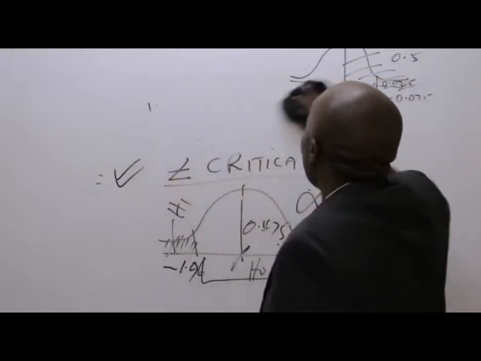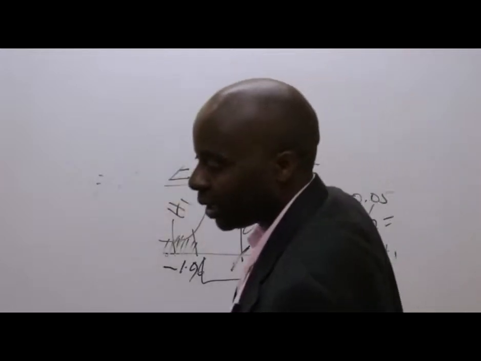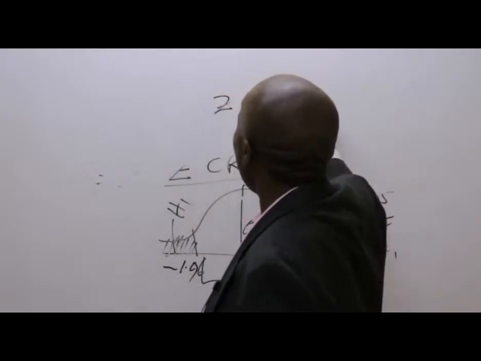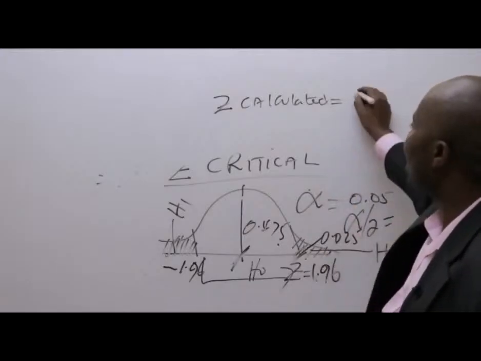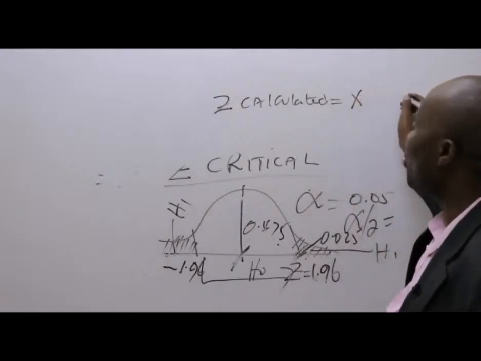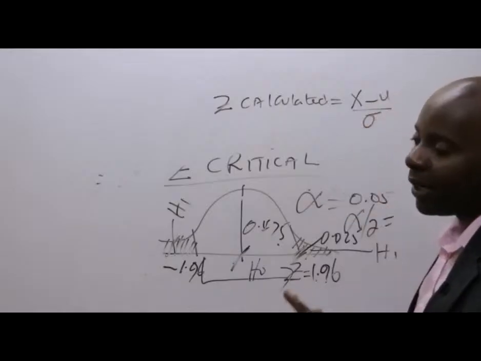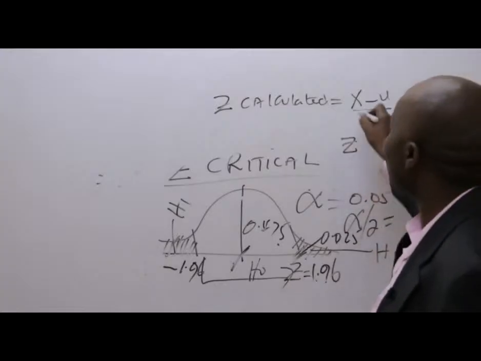So Z calculated. Go ahead and mention Z calculated. We are so much used to our normal Z, where we say Z is X minus mu all over the standard deviation. This time around, you're not going to make use of this.